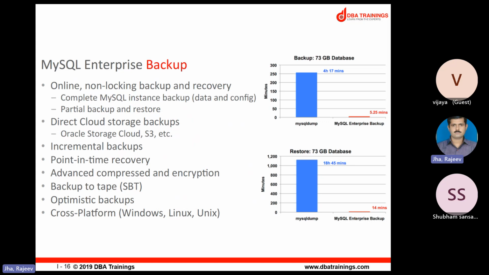But I'm just comparing what happens when performing this backup. With mysqldump, suppose your database is 73 GB. This is just an example I have taken with a one-core machine with 8 GB of RAM. The mysqldump will take approximately 4 hours and 17 minutes. The same workload can be backed up with MySQL Enterprise Backup in only 5 minutes and 25 seconds. So that's the beauty of it, very fast.